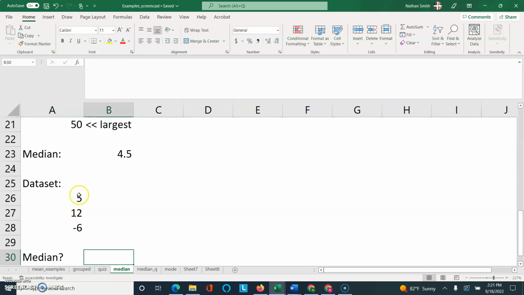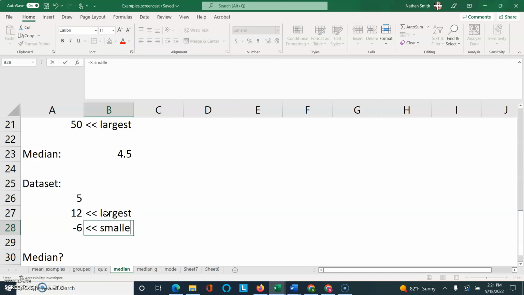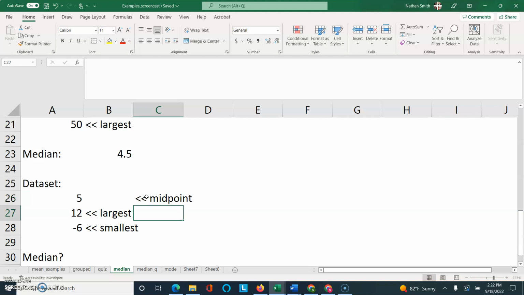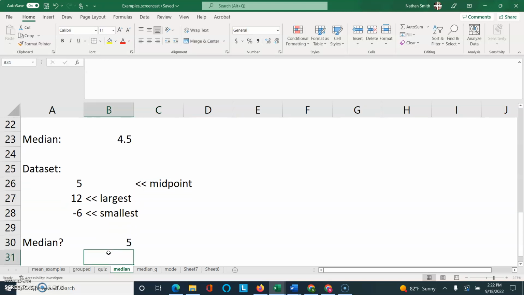I still want to identify which data point is largest and smallest. So it looks like to me the 12 is the largest, the minus 6 is the smallest, and that makes, again, the 5 the midpoint. The median in this example would be 5.